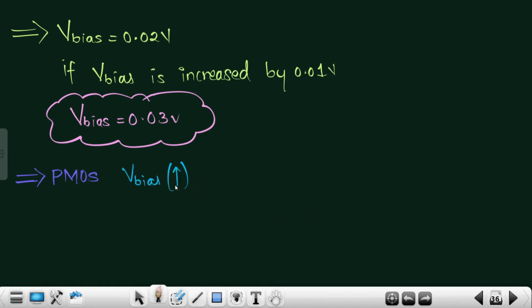As my Vbias increases, just pause this video and try to think again. There shouldn't be any confusion in your mind. As my Vbias increases, that means my Vg of the PMOSFET increases. It is trying to tend towards 5 volts, not exactly 5 volts. That means your Vg is increasing, so your ID, technically speaking, is decreasing.